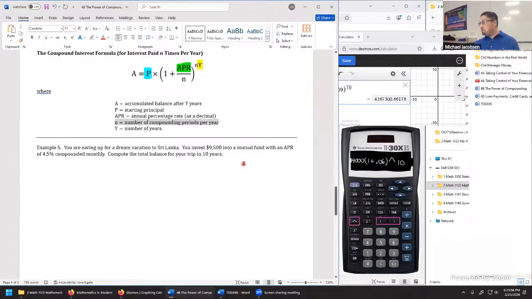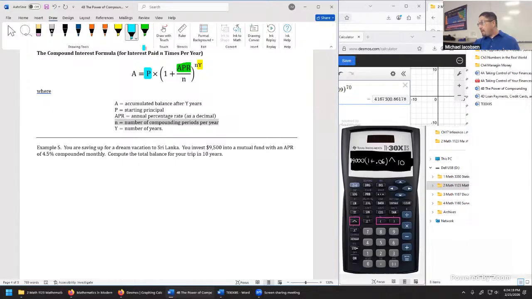So for this dream vacation, you've got $9,500 we're investing into a mutual fund, which is wise because the Wells Fargo Platinum Savings account, no matter how many bells and whistles they put on it, isn't going to earn us any money. But a mutual fund, even at a 4.5% average APR, is going to get us some real growth on that account. So we have this much as the principal amount we're going to invest, the starting principal. P equals 9,500.